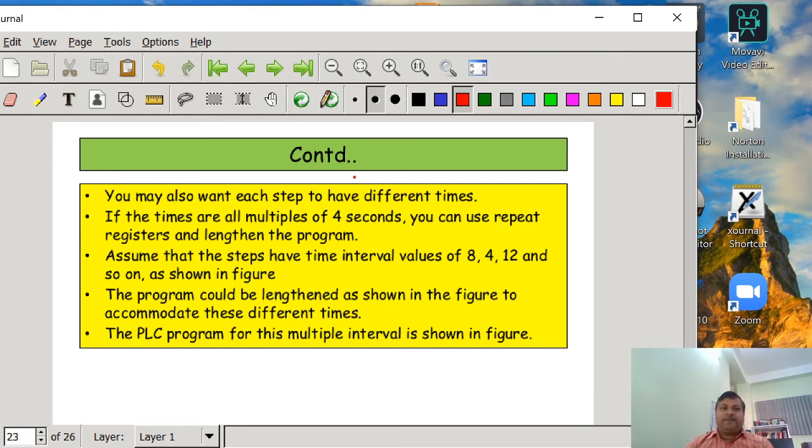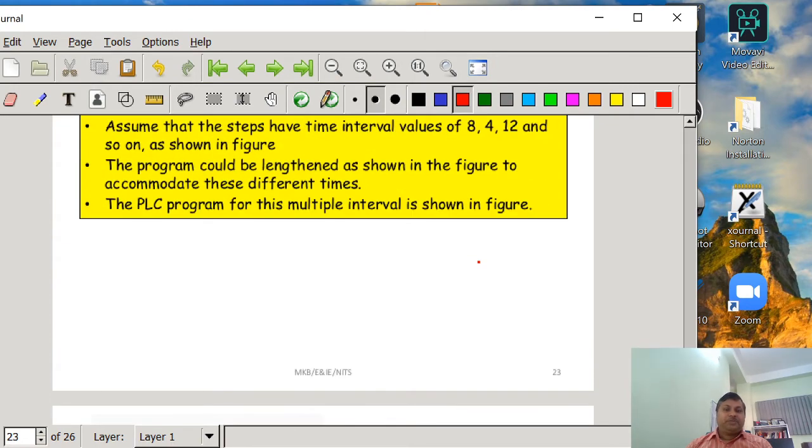The first case we are taking is a little bit typical. If the times are all multiples of 4 seconds, you can use repeat registers and lengthen the program. Suppose each and every step is a multiple of 4. Our step 1 is 4, step 2 is 8, then step 3 is 4, then step 5 is 12 seconds, like that. If this kind of pattern is there, how are we going to perform the operations? That can be done by using the repeat registers.